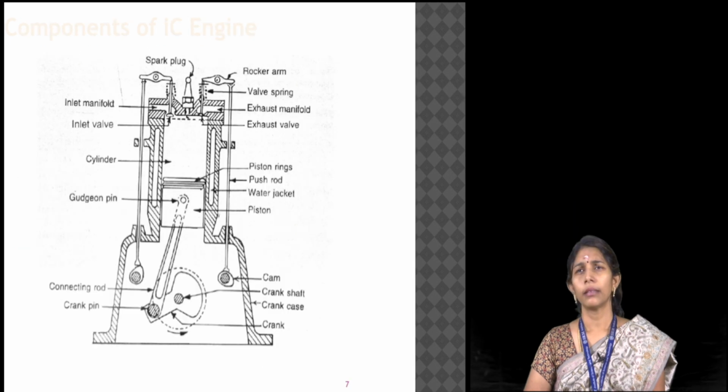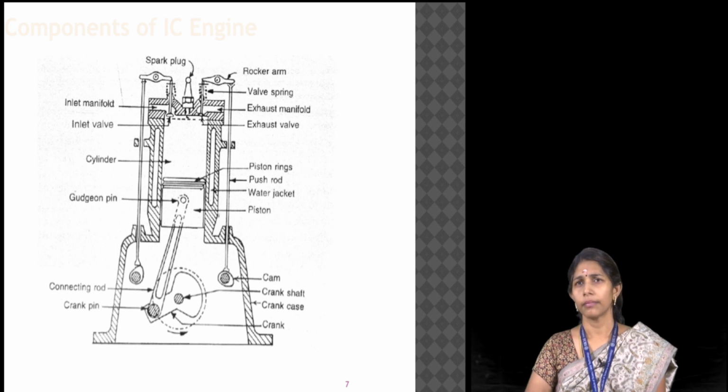There are many components in an IC engine. Each component plays its own important role. To start with, we have the engine case, which covers the entire set of components. We have the piston that moves inside the cylinder from TDC to BDC, and there is a connecting rod which connects the piston to the crankshaft.